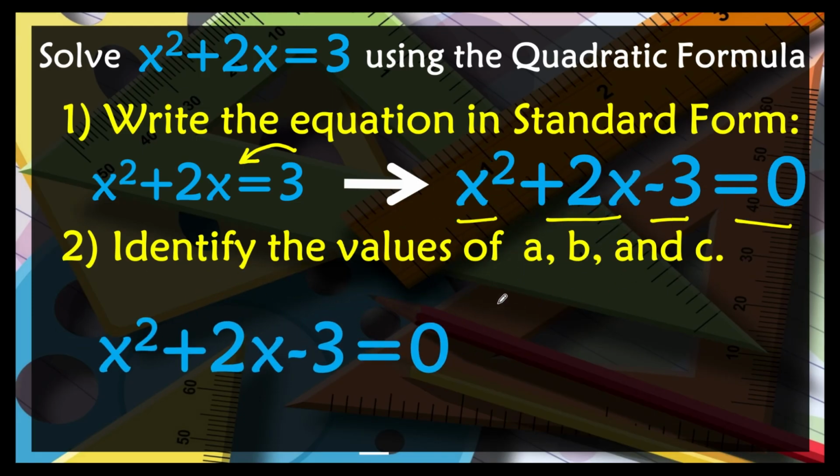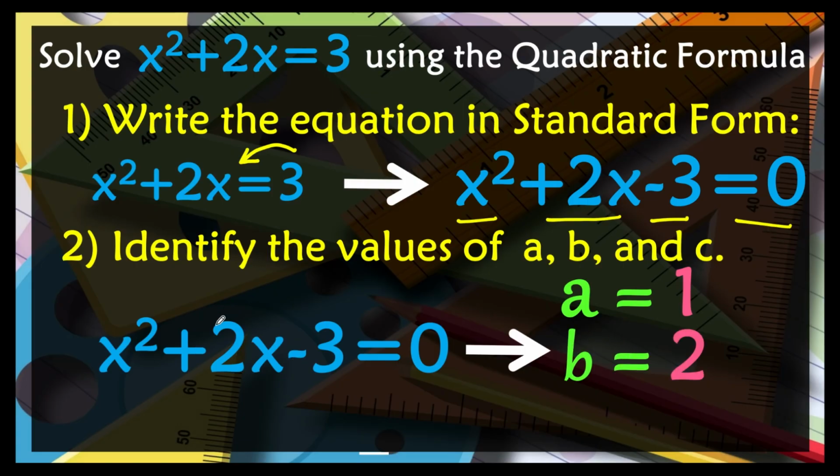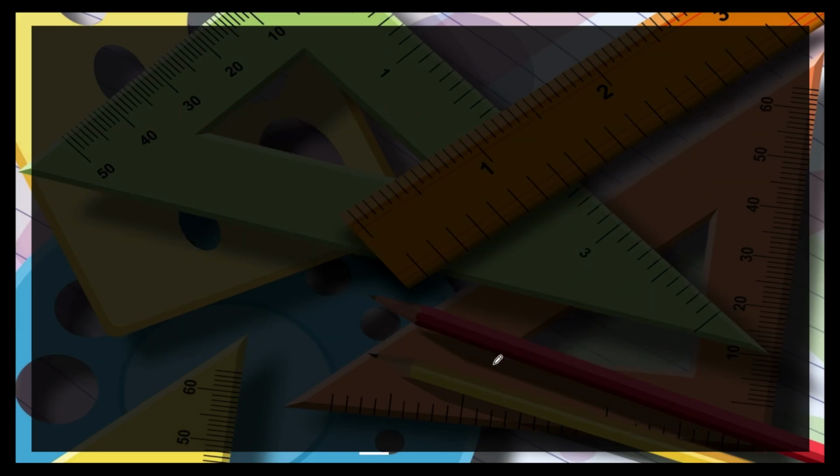A, B, and C are easy because we already discussed them before. Your A is equal to 1. The A in the standard form is the numerical coefficient of x squared. Next, your B is positive 2. B is the numerical coefficient of x. And your C is the constant, which in this case is negative 3. Okay, so we're done with step number 1, writing in standard form. Step number 2, identify the values of A, B, and C. So we're at step number 3 already.